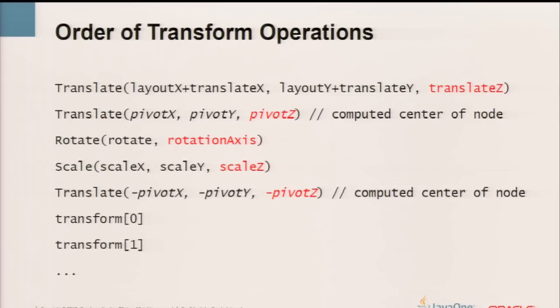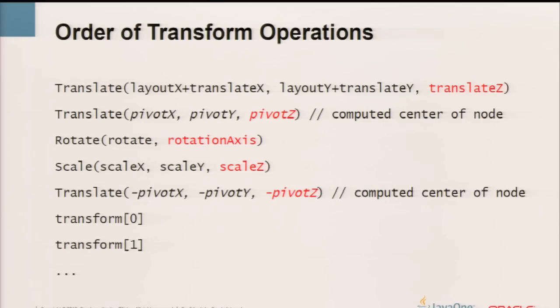It's important to understand what the order of transforms is. The way we apply transforms in a node is similar to how we apply them going down the hierarchy from node to node. So if you have a parent node with some transforms, they're applied first, and then if you have a child node that might have its own transforms, they're applied next. Within each node, they're applied in the following order. The layout and translate X and Y and the translate Z are applied first.